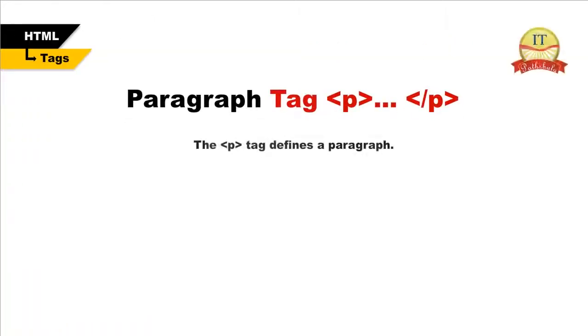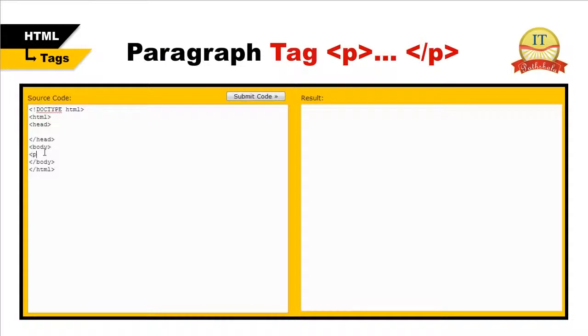P or paragraph tag. The P tag defines a paragraph in an HTML document. In the following example, we shall learn how to use P tag or paragraph tag to write a paragraph in an HTML document.